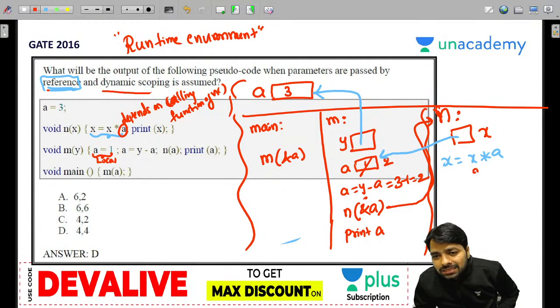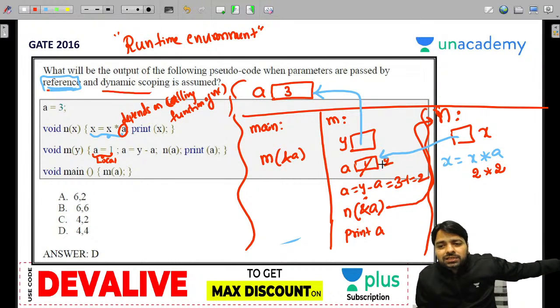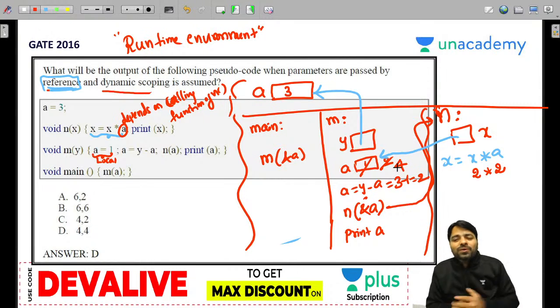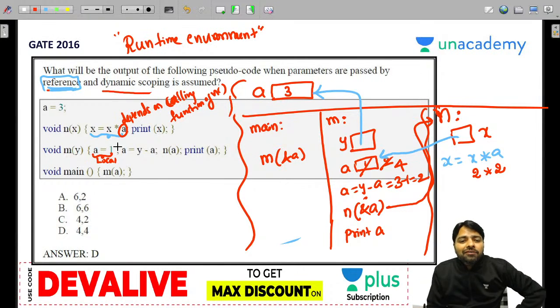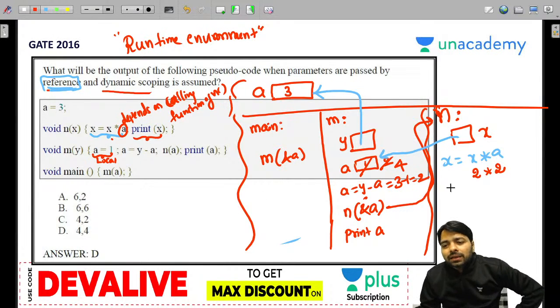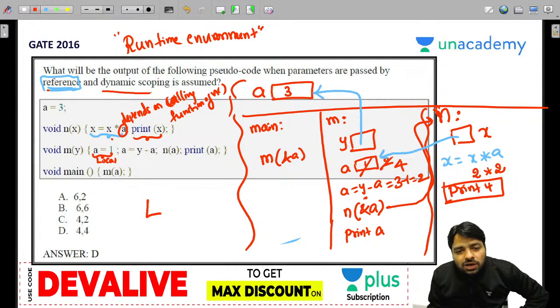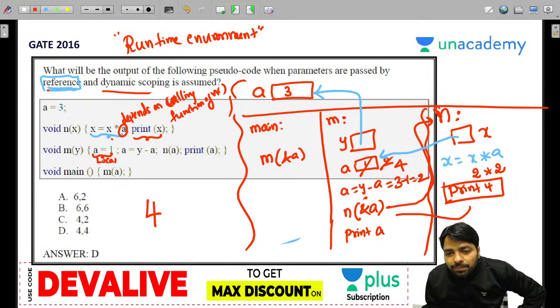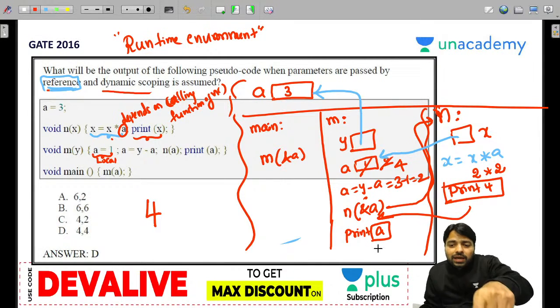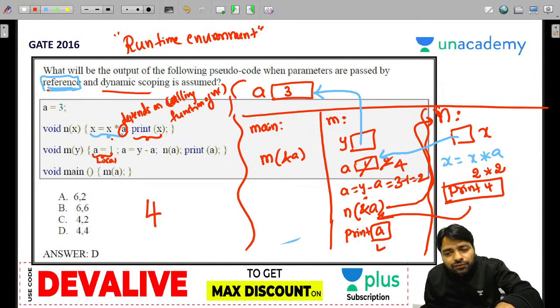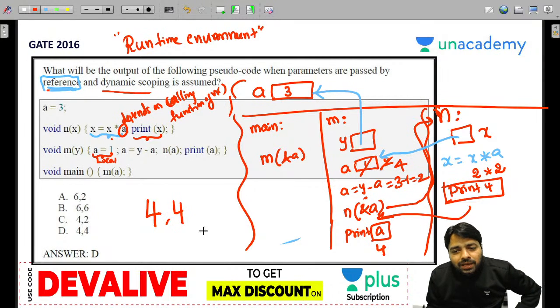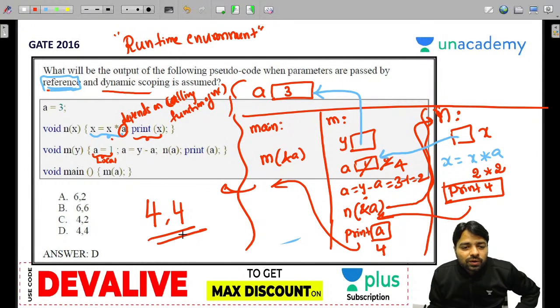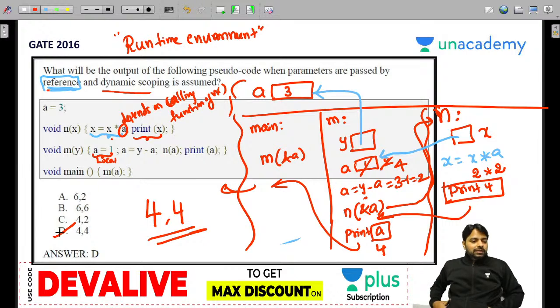So x is 2 and a is also 2, and x is call by reference, we get there only, we will store 4. Now after that print x, that means print x is 4 only, print 4, so the first output is 4. Now we will come back, we will print a, and here also a is 4, so we will print another one. When we come back and return, the output is 4 comma 4. Yes, okay, is it clear?